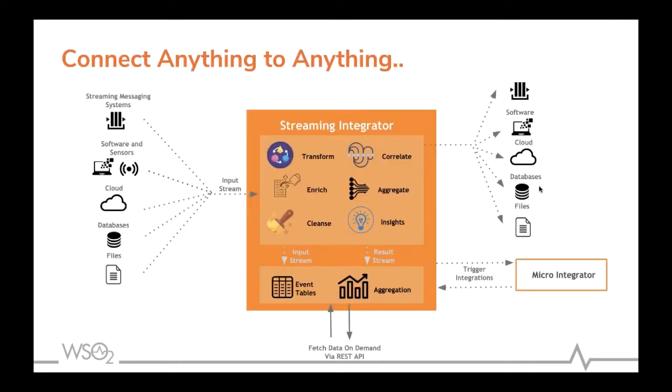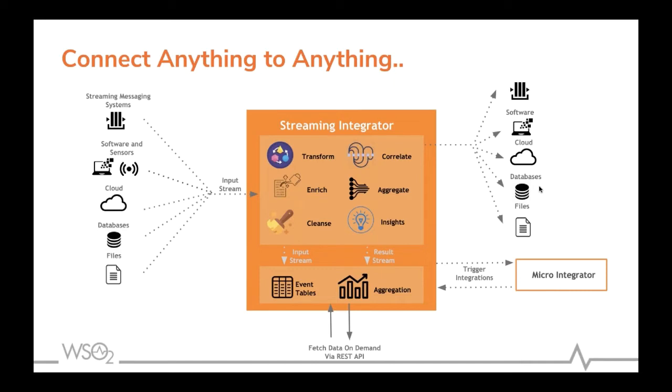At a high level, we can say that the Streaming Integrator is a product which can be used to connect any data source to any destination. It may be a streaming messaging system such as Kafka, JMS or NATS, or a software system or IoT sensor, a SaaS app or cloud storage, or a static data source such as a database or a file. It can extract data from all such sources as a stream of data.